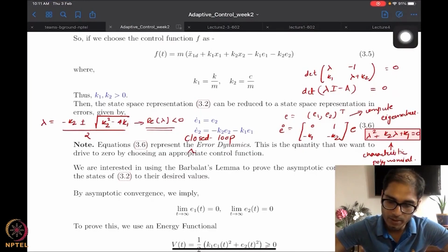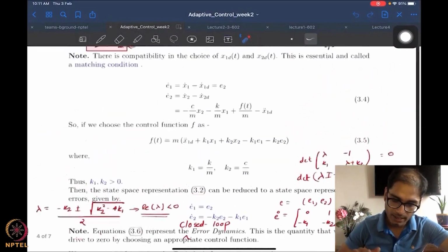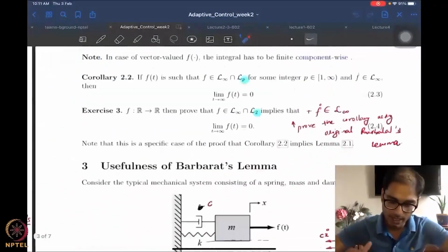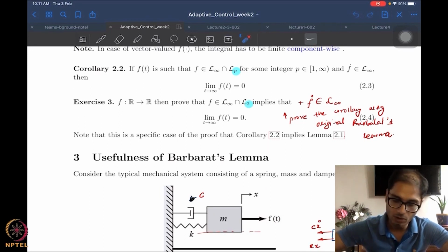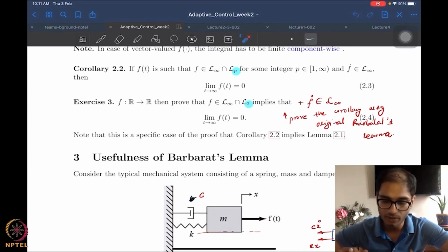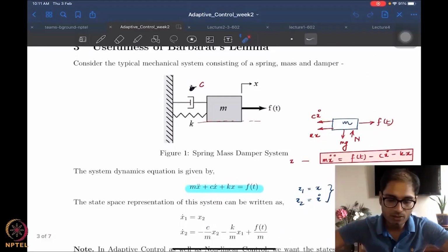So, if you remember, last time what we had done was the first thing was that we discussed this corollary of the Barbalat's lemma, the very famous Barbalat's lemma. And we also, of course, have an exercise which requires you to prove the corollary in some sense, okay, using the original lemma itself.